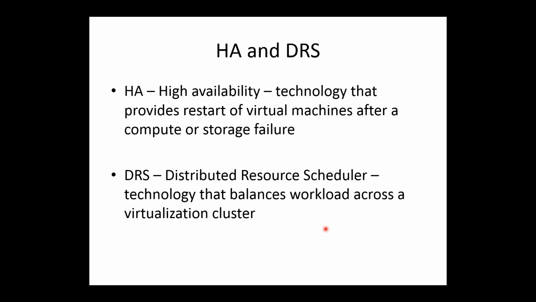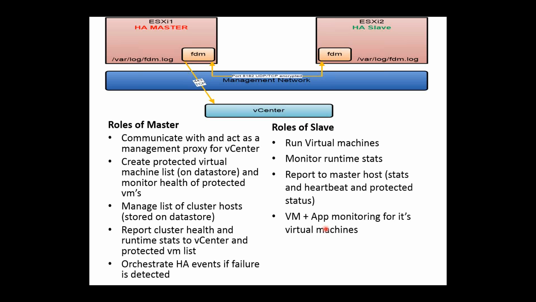So for anyone who's new to vSphere, which is pretty much almost nobody on the planet, HA's primary job is to provide the restart of virtual machines after a compute or now a storage failure. That's a new addition in vSphere 6. And DRS's primary job is to balance workload across the virtualization cluster. So with those in hand, we're going to start out with HA.